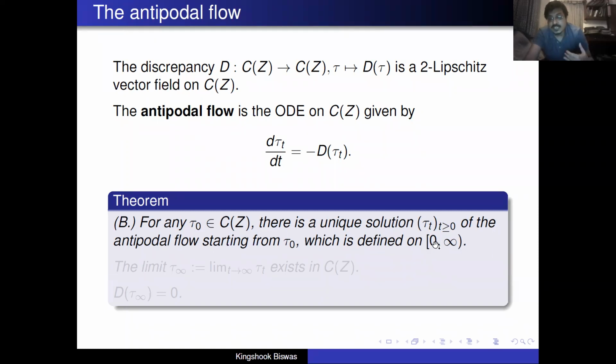So we have long-term existence of solutions to the antipodal flow. And moreover, tau t, as t tends to infinity, the limit exists in the Banach space CZ, and we call the limit tau infinity. So solutions converge to a limit as time tends to infinity. And moreover, the discrepancy of the limiting function tau infinity is 0. So therefore, we get a function whose discrepancy is 0, so we can construct an antipodal function from it.